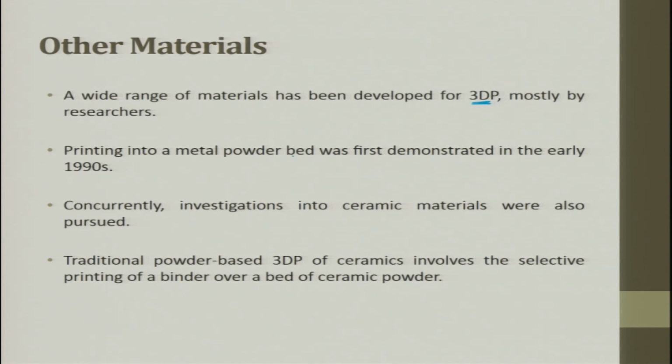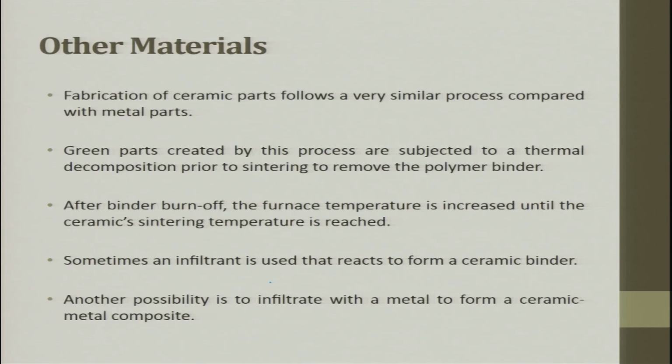Printing into a metal powder bed was first demonstrated in the early 1990s. Currently, investigations with ceramic materials are going on. The traditional powder-based 3D printing of ceramics involves the selective printing of a binder over the bed of ceramic powder. The fabrication of ceramic parts follows a very similar process compared with the metal part. The green parts created by this process are subjected to a thermal decomposition prior to sintering to remove the polymer binder. After the binder burns out, the furnace temperature is increased until the ceramic sintering happens.